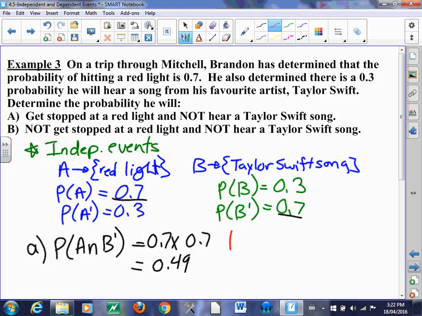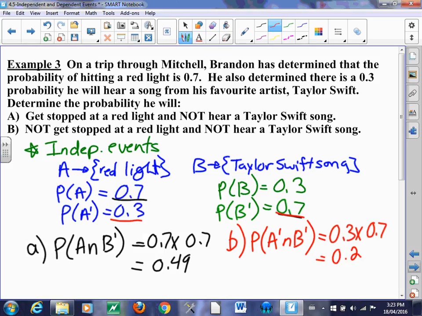Okay, B. B says not getting stopped, so the probability of A prime and the probability of B prime. So the probability of not a red light, so it'd be 0.3 times, which is here, the probability of not hearing a Taylor Swift song is 0.7, which equals 0.21.